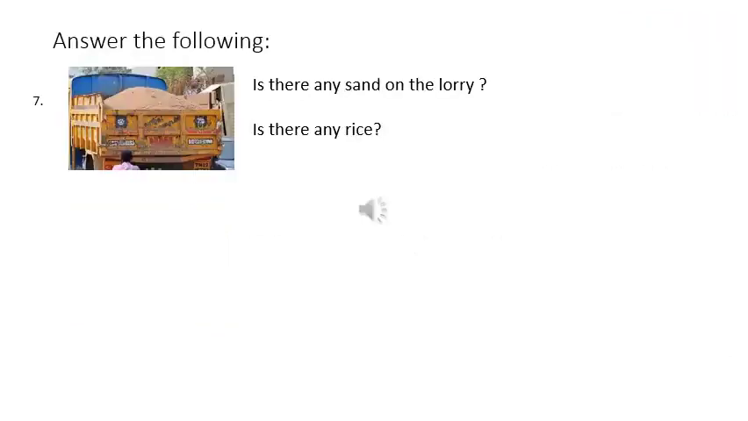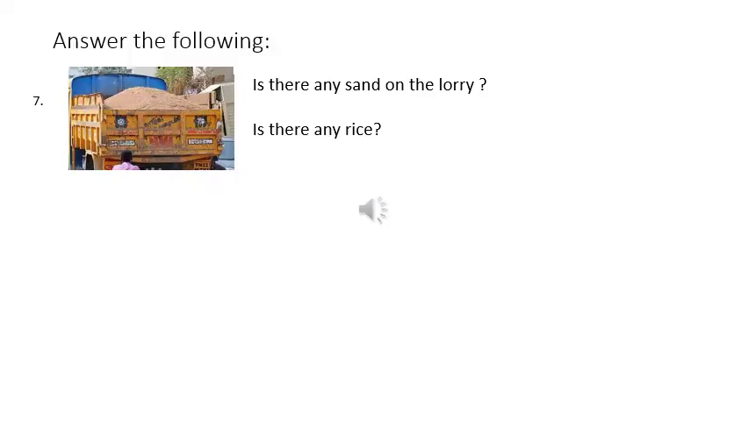Let's do the seventh one. Is there any sand on the lorry? Is there any rice? What is there in the lorry? Sand, not rice. So, how will you answer? There is some sand on the lorry, but there isn't any rice.